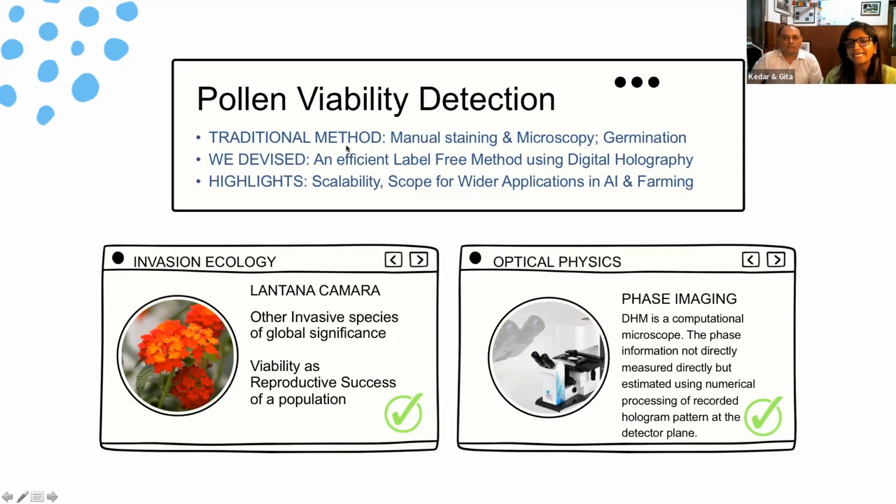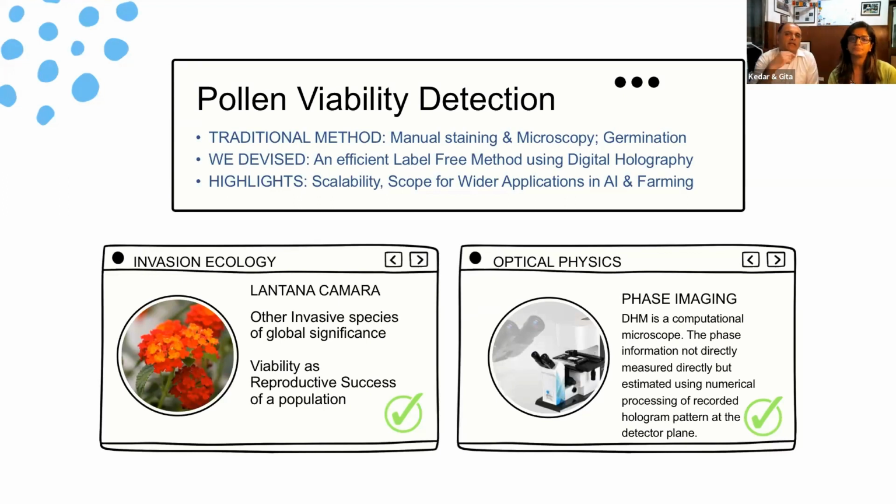Traditionally, for decades, we've been identifying pollen viability by manual staining in the lab and microscopy. And the holy grail for checking viability is actually having to germinate the pollen, which means for each individual pollen, imagine the amount of time you will take to actually germinate it into a plant. What we have devised through the DHM, by bringing together botany and physics, is an efficient, label-free, non-destructive method using digital holography. And the highlights of this method, as I hope to show in the next slides, are its scalability, its scope for wider applications in AI, and farming.